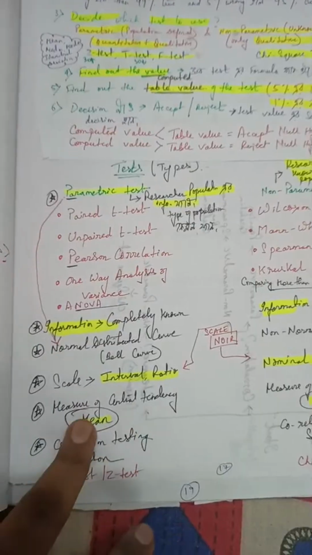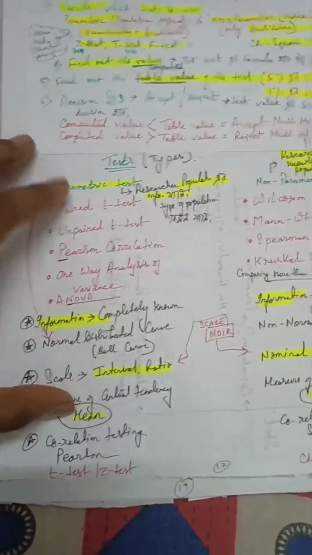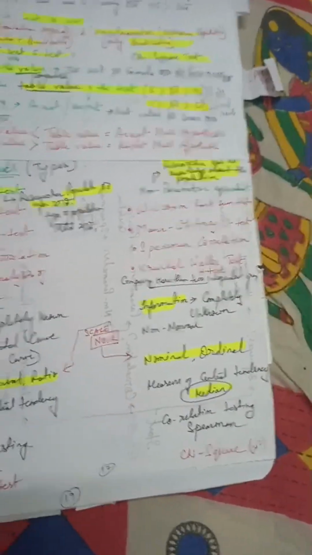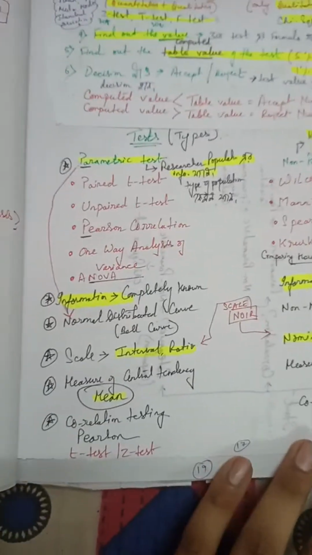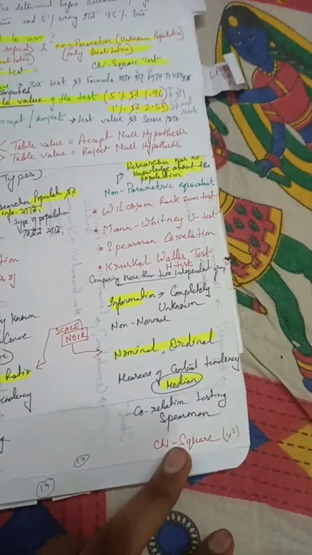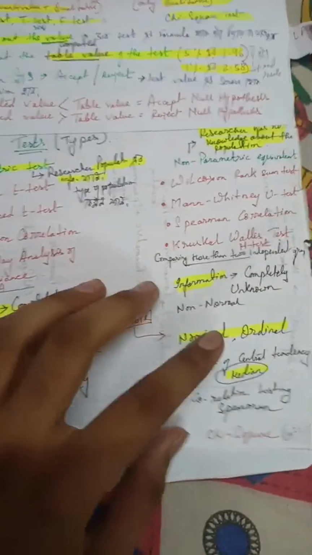In parametric tests, we use mean. The measure of central tendency is calculated by mean. In non-parametric, the measure of central tendency is calculated by median. Correlation testing in Pearson is by t-test and z-test, and correlation testing in Spearman is by chi-square test. It is also known as x-square.